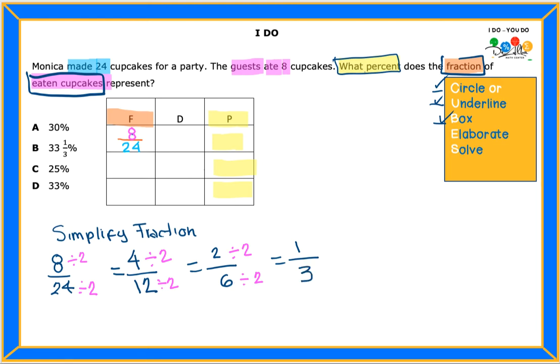So this fraction is the same as 1 over 3. It's the same. We just rewrote it for our convenience. And the question is to find the percent. I can do it in two different ways. I'm going to do it first, in this case, by division.